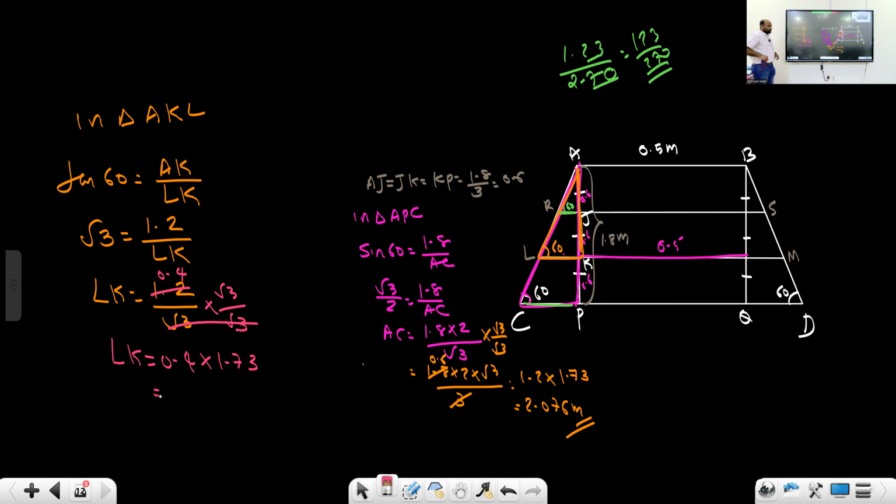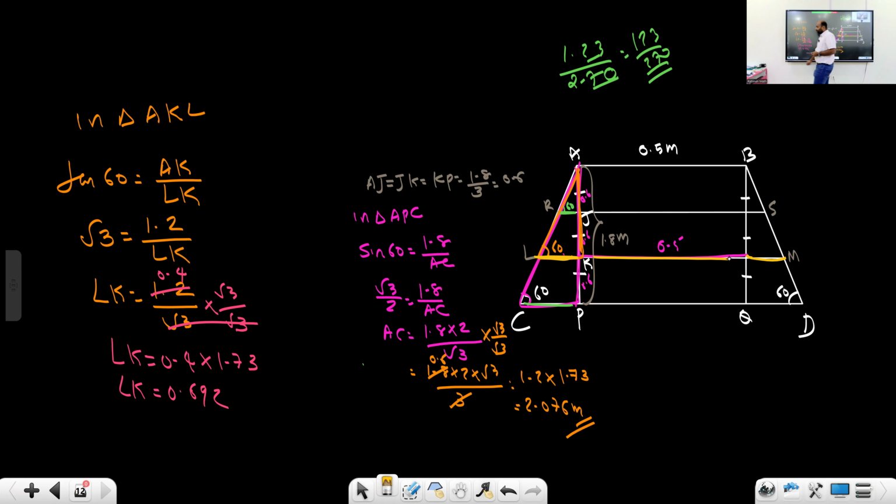Getting same answer? 0.692. You got this is 0.692. Then what about this? This also 0.692. What about this? 0.5. Right on the answer.